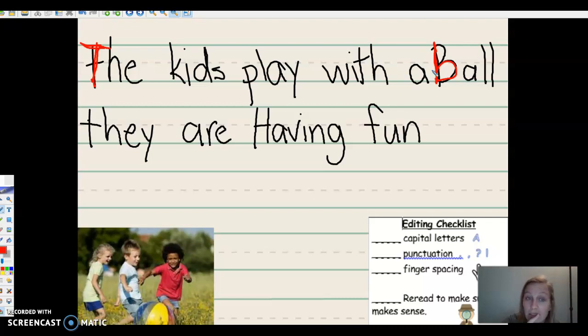This is a new sentence. The kids play with a ball. That's a new sentence, capital at the beginning. They are having fun. Having should not have a capital letter. That's not the beginning of my sentence. I'm going to make it a lowercase h.